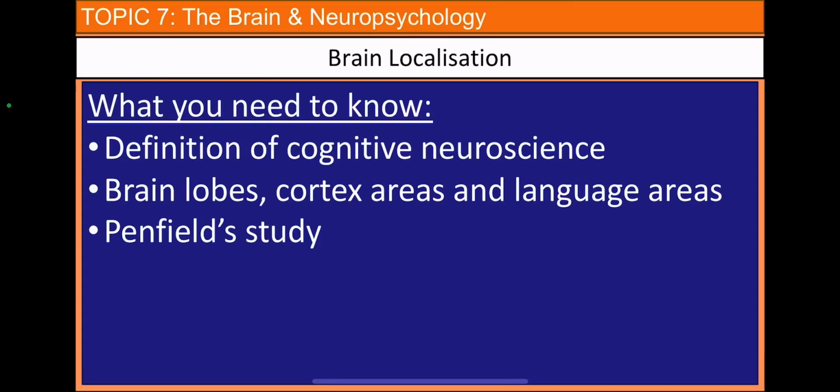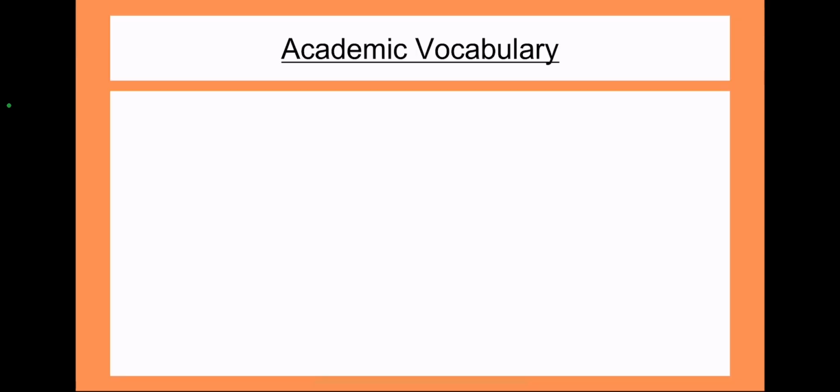We're going to run through some of the key information for the GCSE exam, including some key vocabulary that you need to know, the different brain areas, including the lobes, cortex areas and language areas, and then the key study for this area. So the main thing to understand is that the whole point of studying the brain is to learn about which parts of the brain are responsible for which functions.